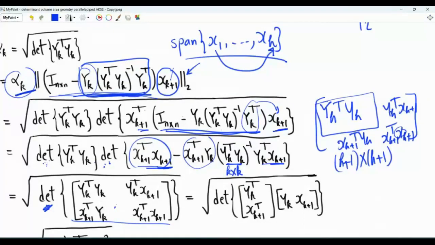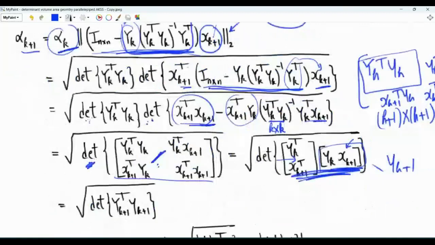And this matrix itself can be written as a product. If we take a matrix yk and append to it the column xk plus 1, this matrix that we have here is this matrix multiplied by its transpose from the left. We can check if we do the product that this is exactly equal to that. And if we take yk and append column xk plus 1, this is exactly yk plus 1. So indeed, the volume is the square root of determinant yk plus 1 transpose yk plus 1. This seems to be the working formula. This is how we compute the volume.